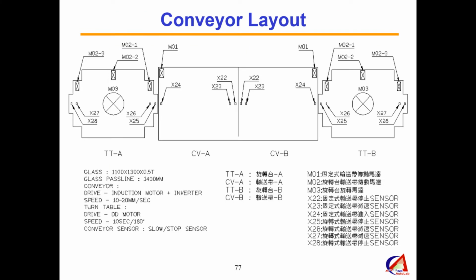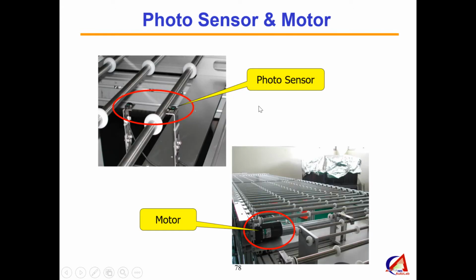So you see, I have already shown this conveyor layout. So how to do it? You see, we have a photo sensor here, and we have a motor here. So we need to detect the abnormality of the photo sensor. The photo sensor may stick on or always be off. So we need to check what's going on there.